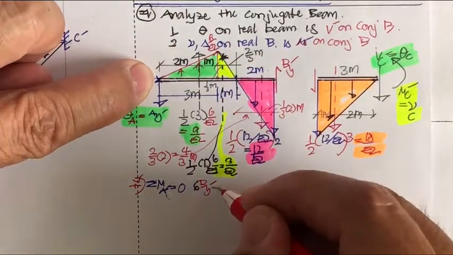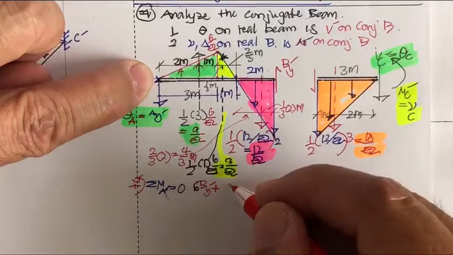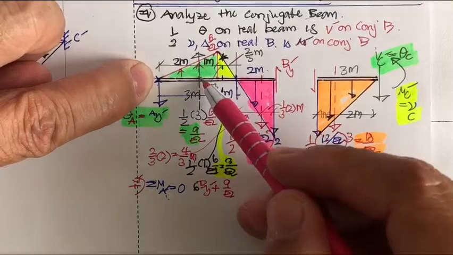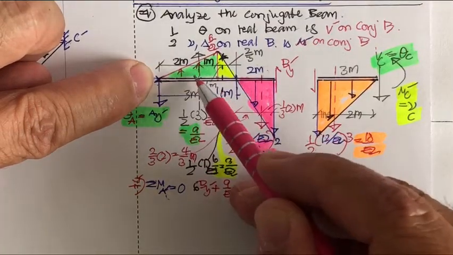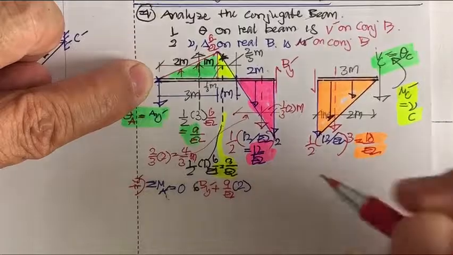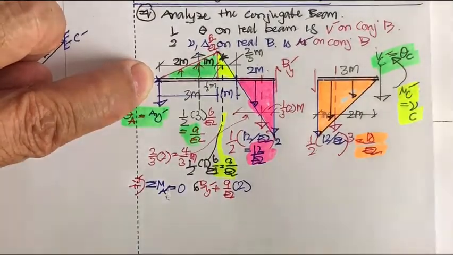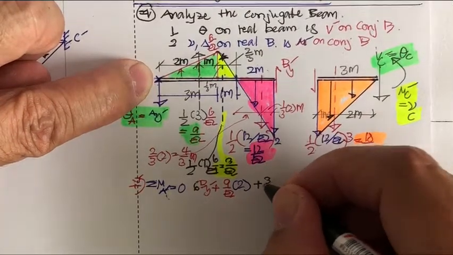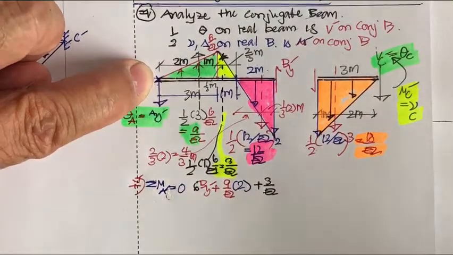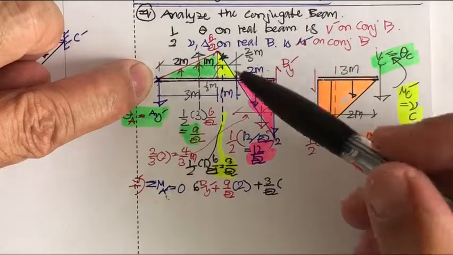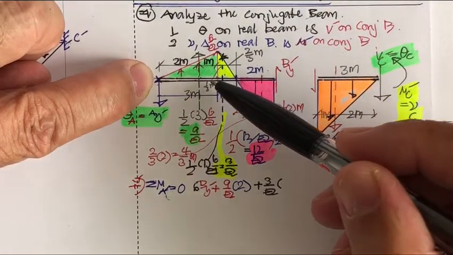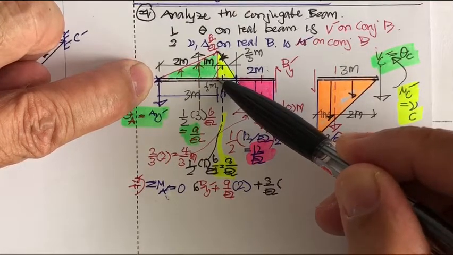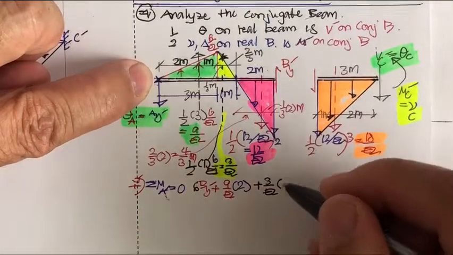So it's going to be plus 9 over EI. 9 over EI is here. Okay, it's going to be times the distance of 2 meters times 2. And you also have this one, which is 3 over EI. And then you times it by what? This is going to be 3 meters, and this is going to be 1/3.